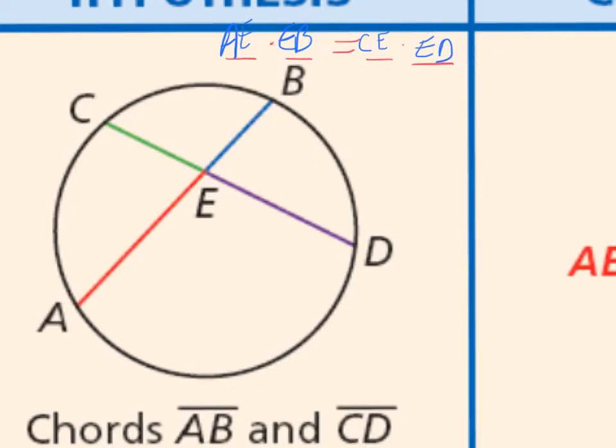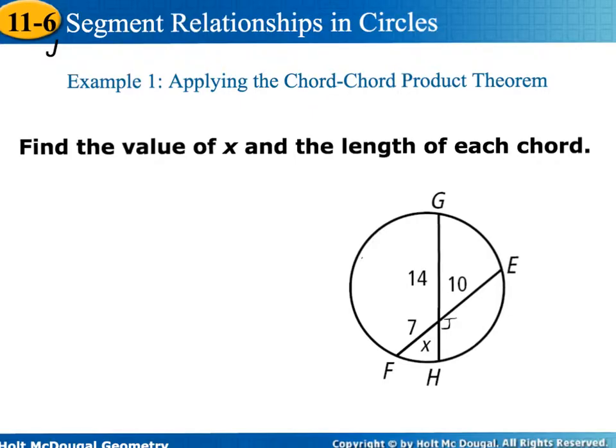But when you set up your multiplication, you have to do the same lines from each one. You can't do green times blue equals red times purple, or purple times blue equals green times red. You have to do the same lines equal the other same line. All right, so let's solve this problem.